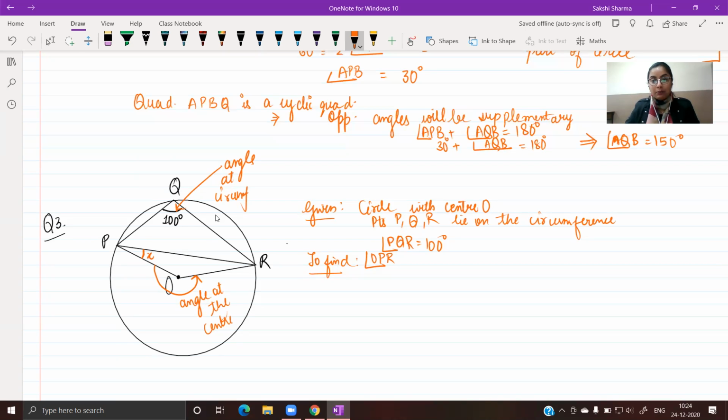But how does that help us to find out X? Triangle POR is isosceles. That's right. The triangle formed here, the one which contains X, is an isosceles triangle. We have radii of the circle, so angles opposite to these two sides will also be equal. I have represented angle OPR by X. If this triangle is isosceles, that means angle ORP, this angle, will also be equal to X.